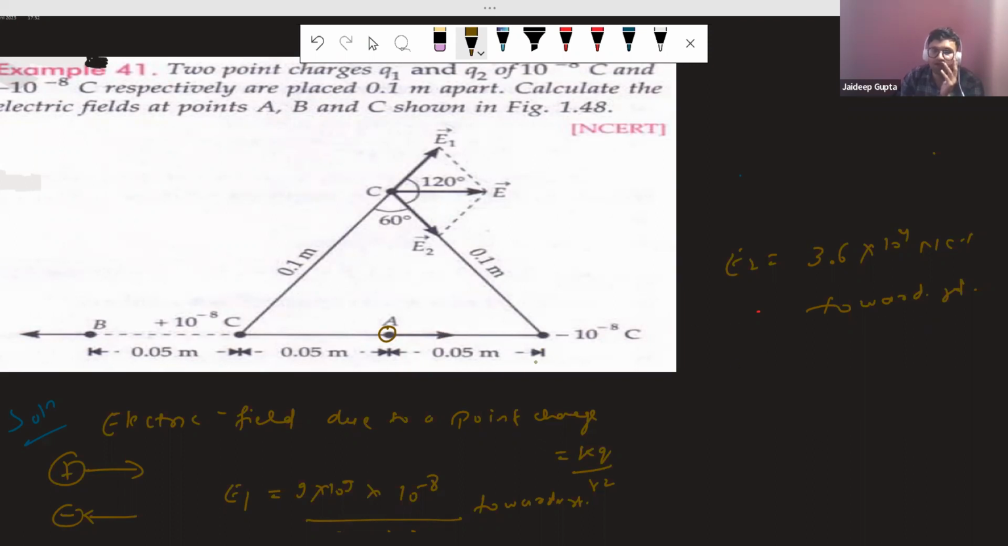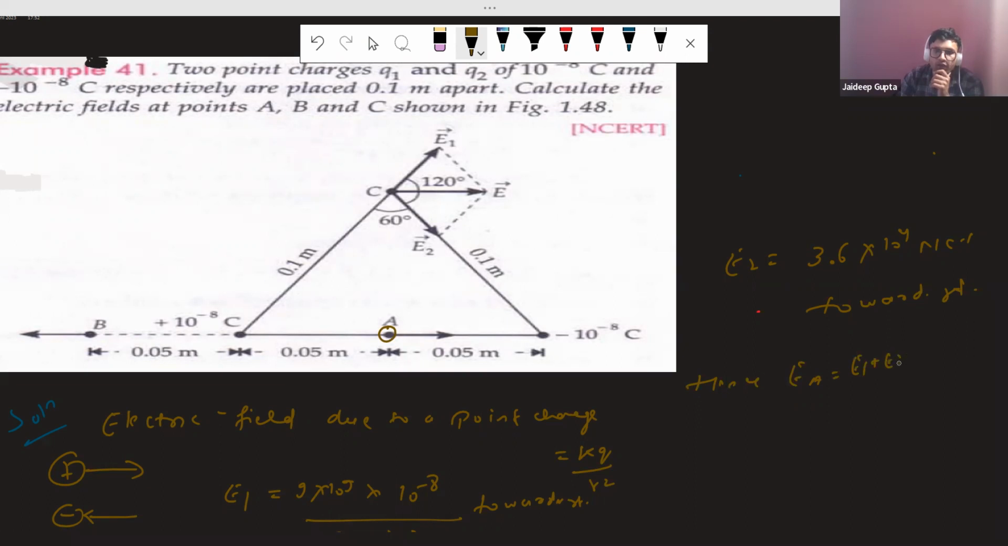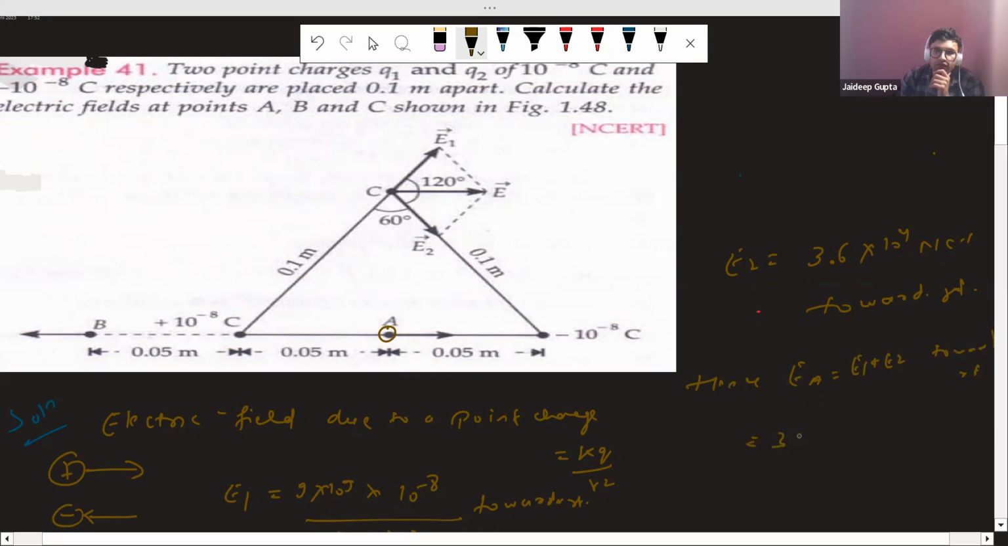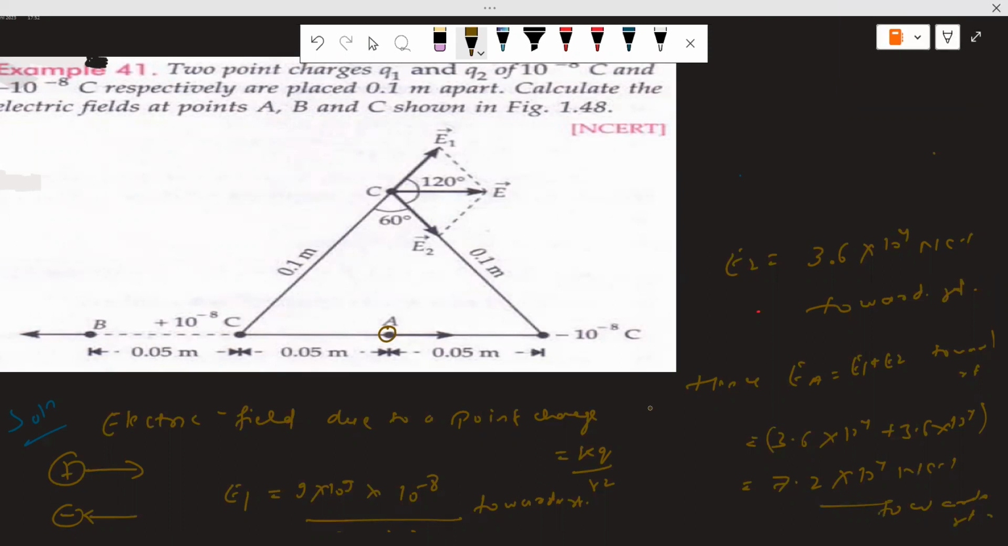Now both the electric fields have the same direction. Hence, electric field at A equals E1 plus E2 towards right. Now 3.6 into 10 to the power 4 plus 3.6 into 10 to the power 4 is 7.2 into 10 to the power 4 Newton per coulomb towards right. Understood? Yeah. Good.